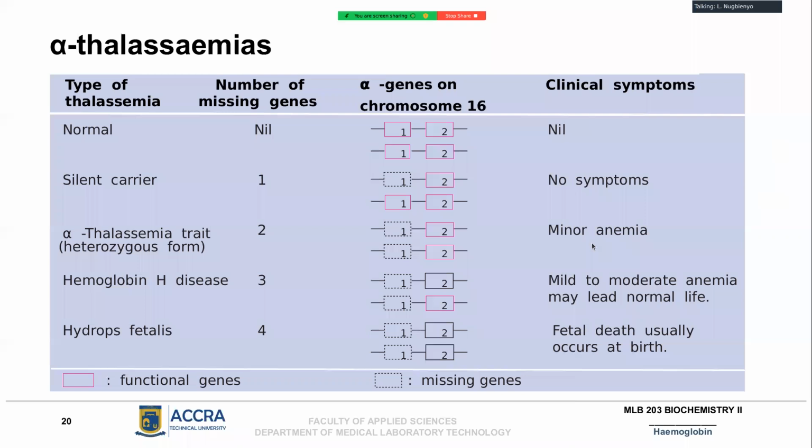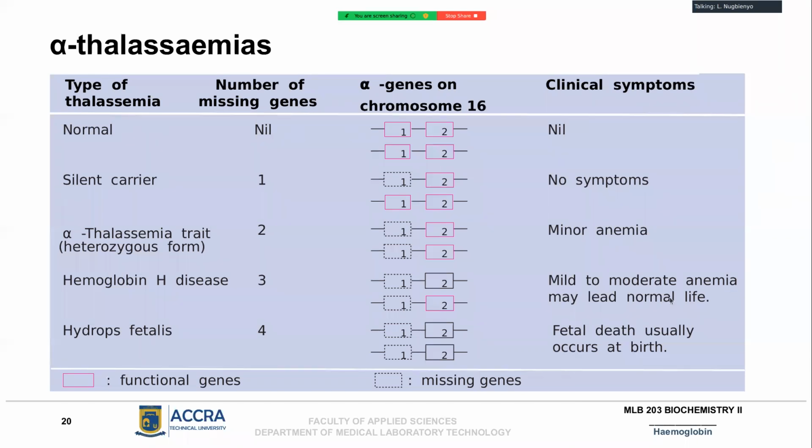Some mild anemia will also occur when you have 2 genes that are missing, and there is 1 gene which is present, but it is not functional. So already here, things are getting more serious. You have 2 missing, you have 1 which is not missing, but it is non-functional. Then you start to have some mild to moderate anemia. You can have a normal life anyway.